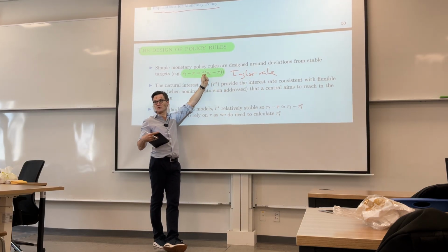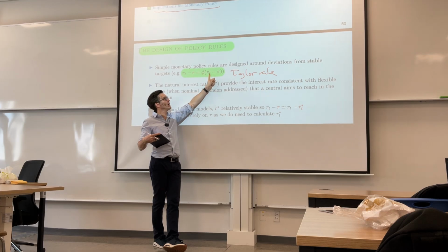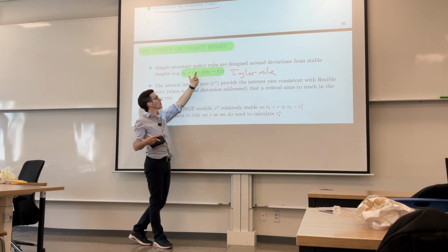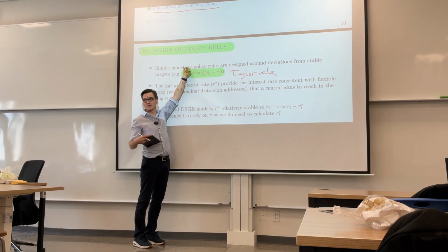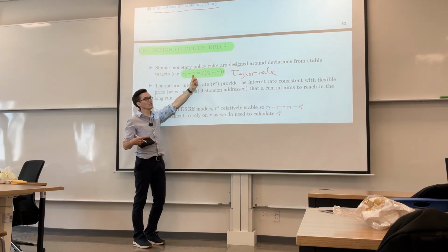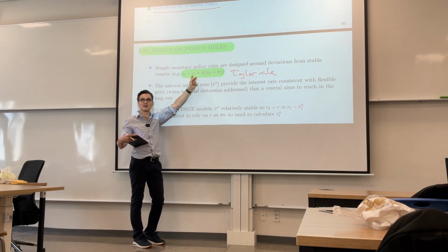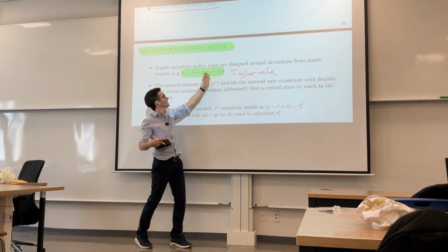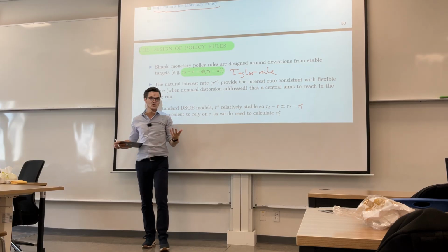Phi is a coefficient, right? And if inflation is higher, say, than the inflation target, you're going to raise your policy rate relative to the steady state. That's what implicitly is the Taylor rule, right? So that's the Taylor rule we've been working with in this course so far.